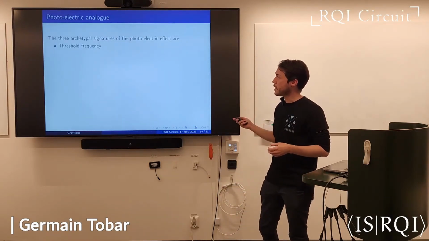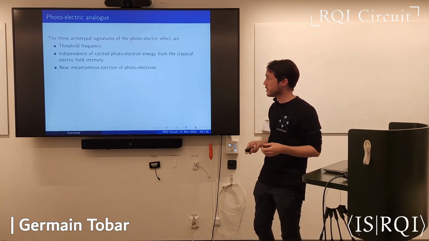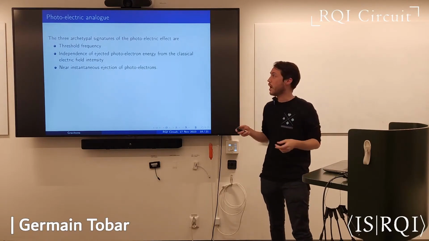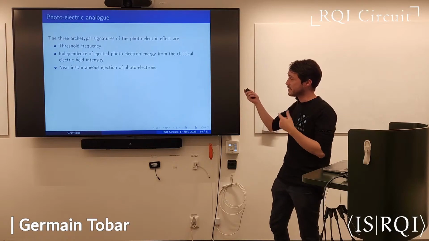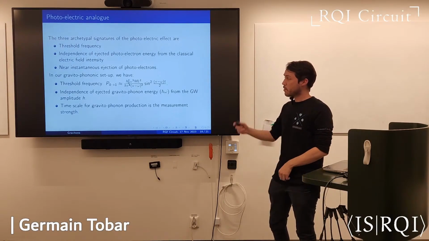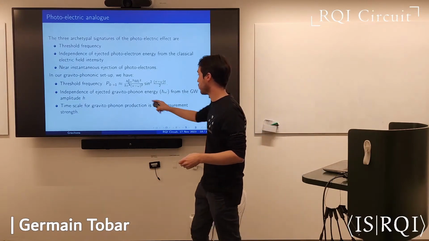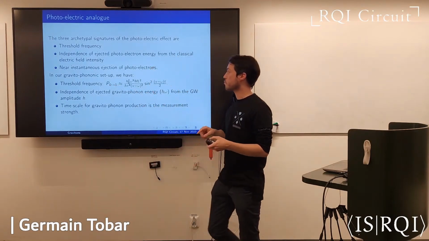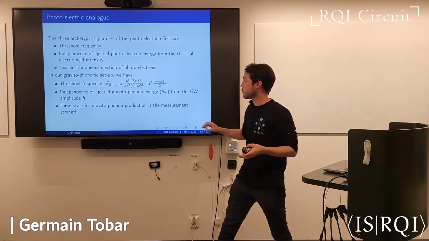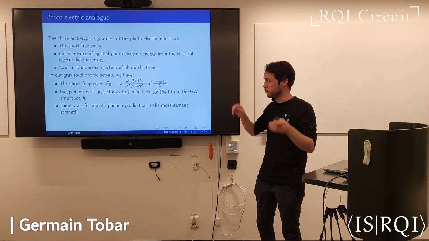So the three archetypal signatures of the photoelectric effect that we all remember are the threshold frequency, the independence of the ejected electron energy from the classical field intensity, and the near instantaneous ejection of photoelectrons. So in our gravitophononic setup, we have all these signatures. So we have a threshold frequency, namely that instead of photoelectrons, gravitophonons only get produced close to resonance, or when the gravitational wave frequency reaches a certain threshold frequency.